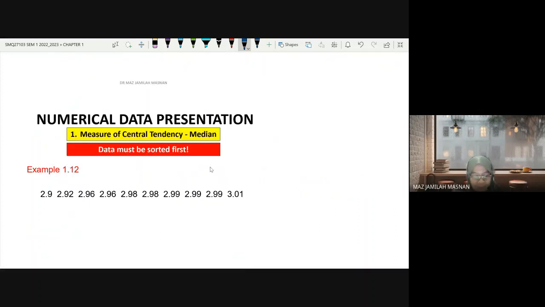Now, measure of central tendency for the median. What is the median? Remember class, data must be sorted first. Sort means you go from minimum until maximum. Make sure there is no mistake in locating from lowest to highest value. The easiest one is from the minimum to the maximum values. In our case, everything has been arranged from the minimum to the maximum value.